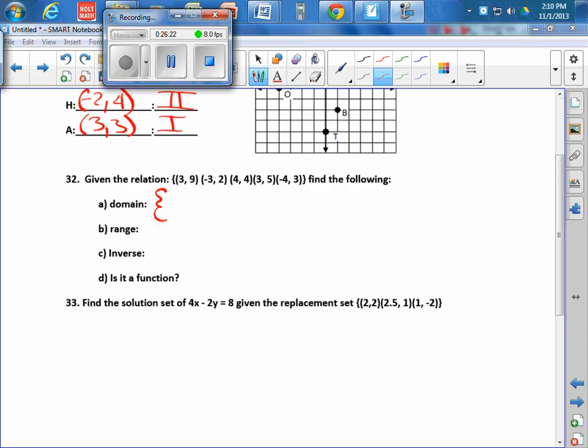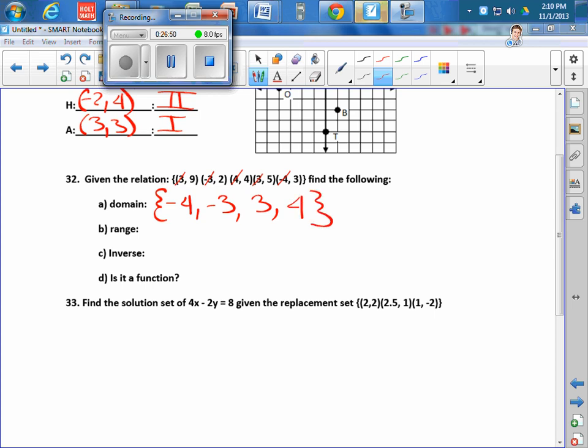In number 32, we need to know what the domain is of a relation. The domain is the numbers we're using for the x's. So let's look at negative 4. Let's look at negative 3. Let's look at 3. Now it's listed twice. Do we put it down twice? No. I just want to know what are the different numbers that we're using, and we're using a 3. Then we're also using 4 in the domain.